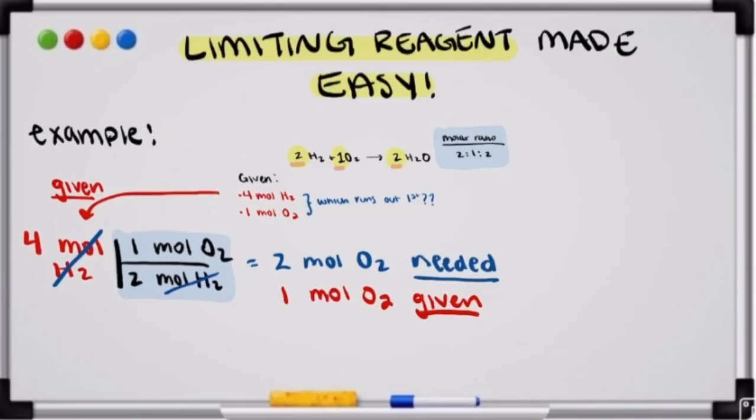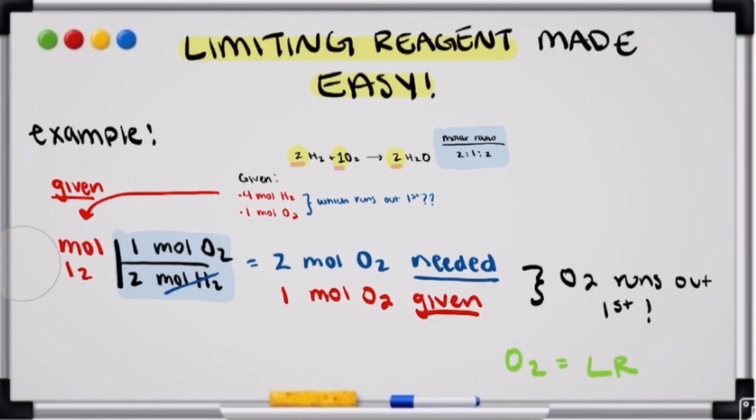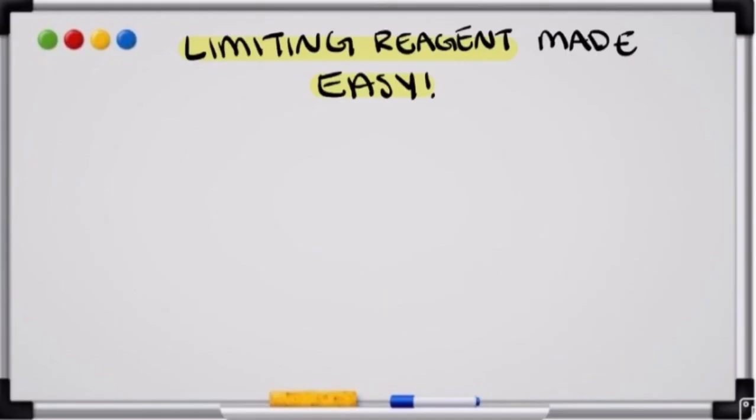Since we know that we need 2 moles of oxygen to react with all the hydrogen, but we're only given 1, oxygen will run out first. Therefore, oxygen will limit how much product we make. So, oxygen is our limiting reagent.